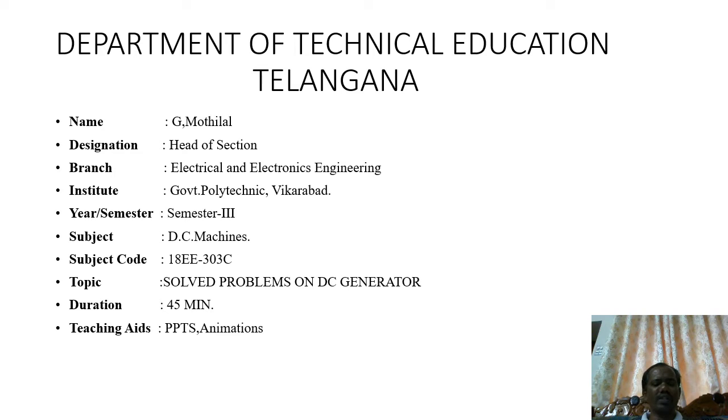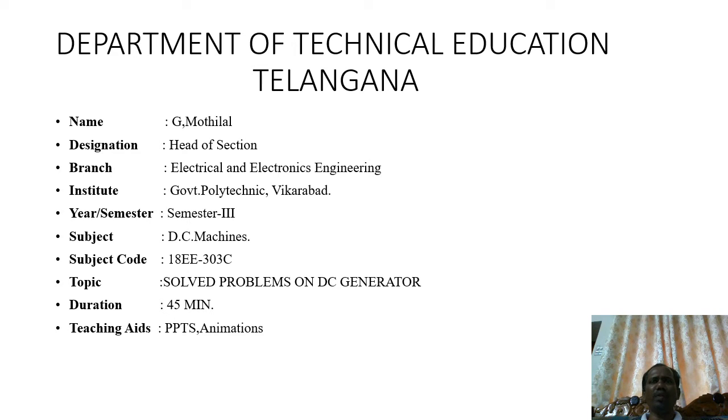Now we are going to discuss this and solve the related problems in DC generators: series, shunt, and compound generators, their equivalent circuits, equations, and the related problems, we are going to solve in this period. First of all, you know the DC series generator, DC shunt generator, DC compound generator.